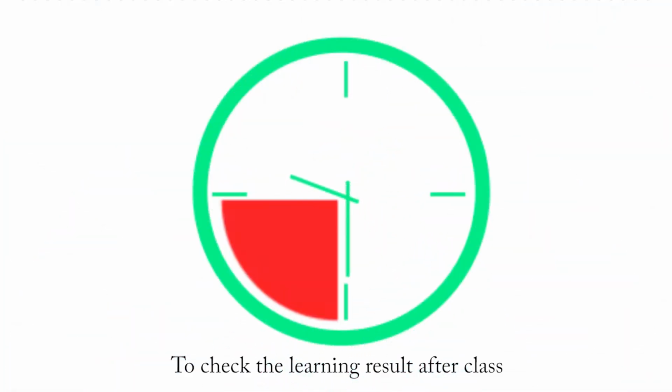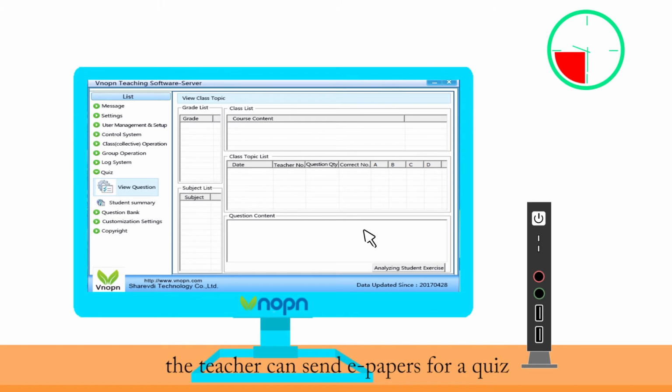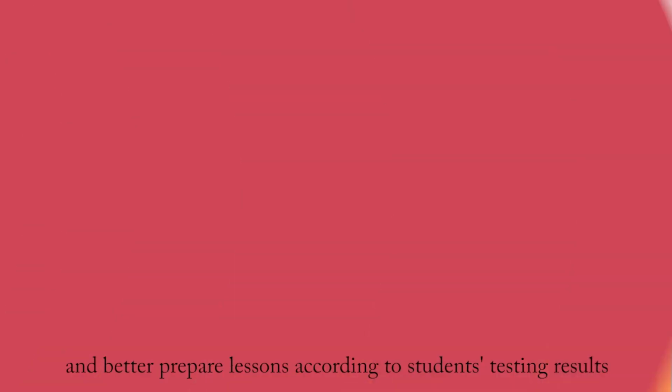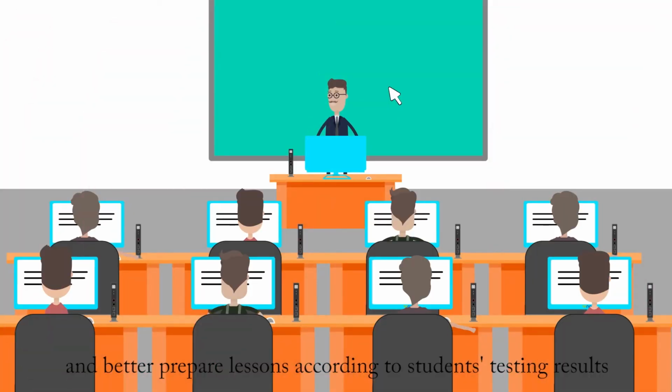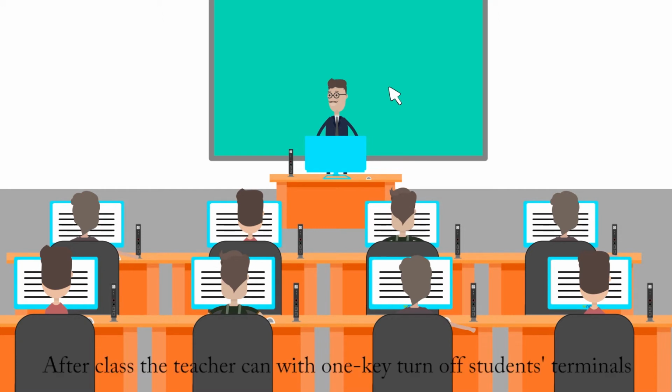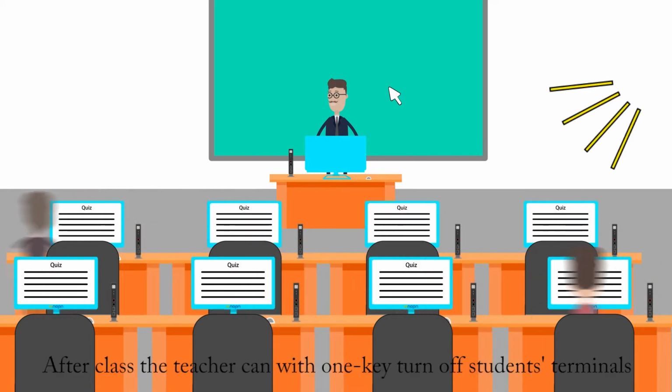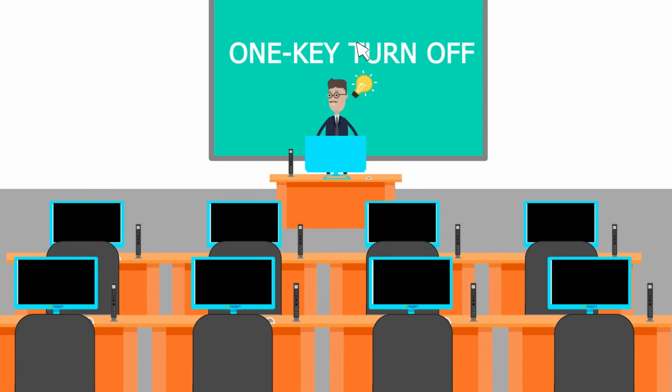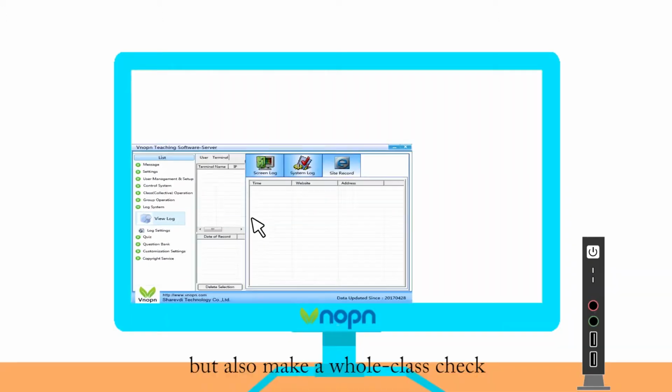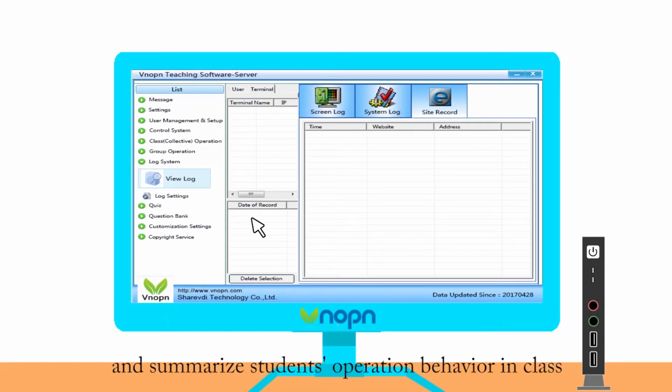To check the learning result after class, the teacher can send e-papers for a quiz and better prepare lessons according to students' testing results. After class, the teacher can with one key turn off students' terminals, but also make a whole class check and summarize students' operation behavior in class.